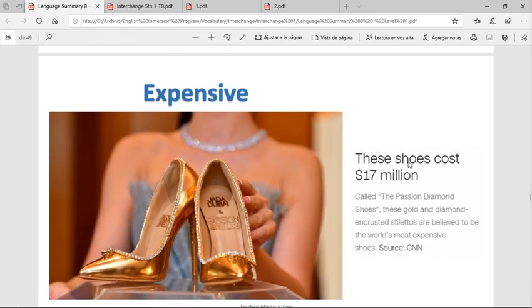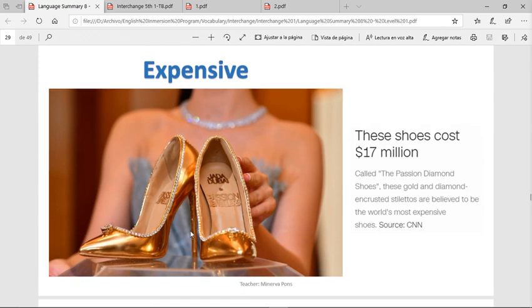Expensive. These shoes cost 17 million. Holy dang. Okay, called the Passion Diamond shoes. These gold and diamond encrusted stilettos are believed to be the world's most expensive shoes. Source CNN. So this pair of shoes is worth $17 million. They are made of gold and diamonds. And I don't even think they are comfortable. Look at this, your feet must be broken or something. Okay, but yes, this is expensive. Expensive is when it costs a lot of money.